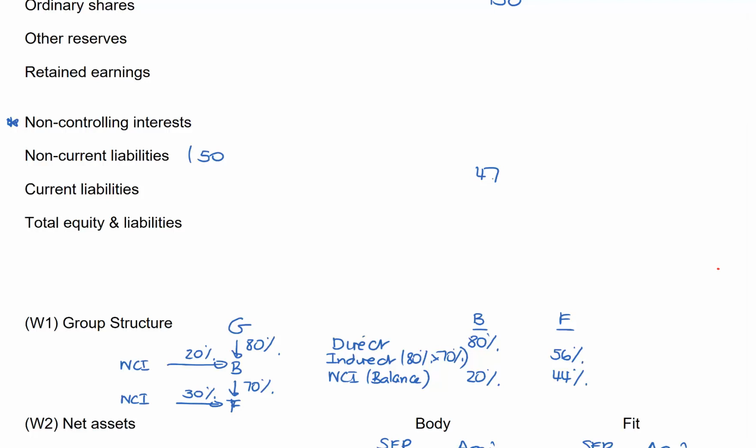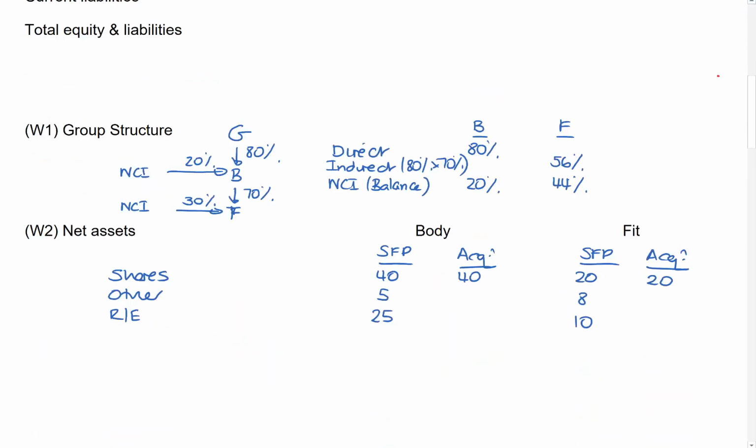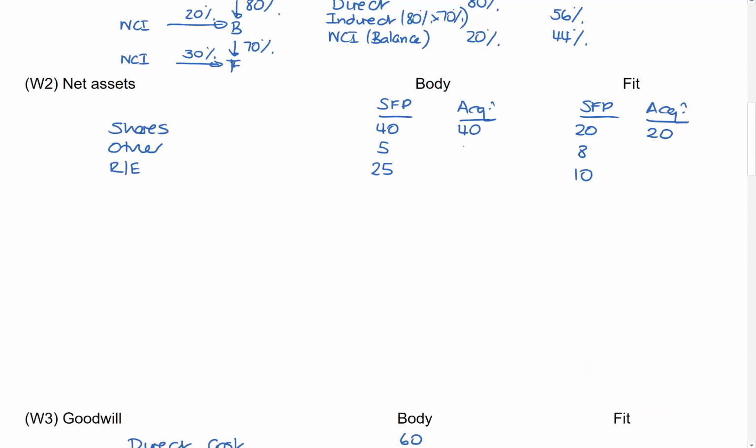So we've therefore dealt with all of the information shown in the statement of financial position themselves. We now come to the extra information. In Note A, it says Glove acquired 80% of Body when Body's other reserves were 4 and retained earnings were 10. The fair value of the net assets was 60 million.